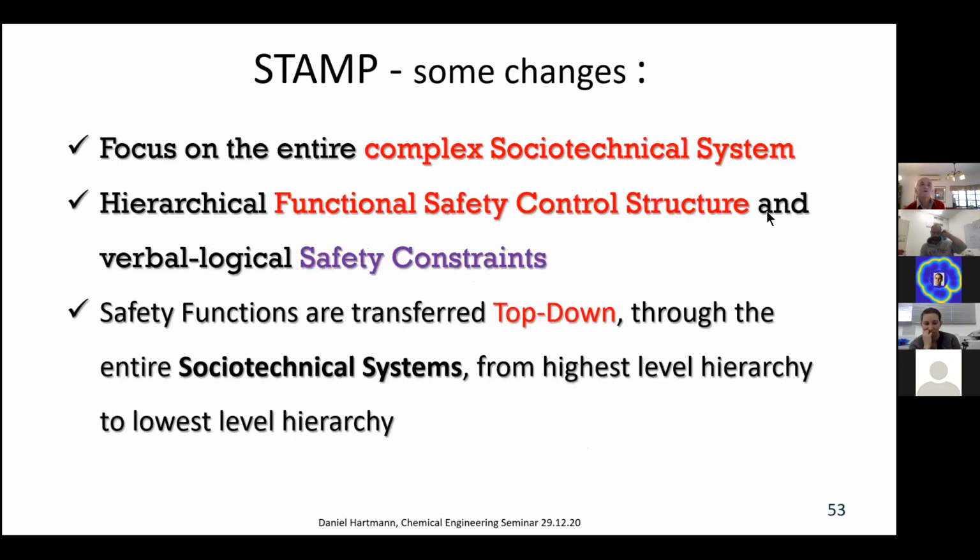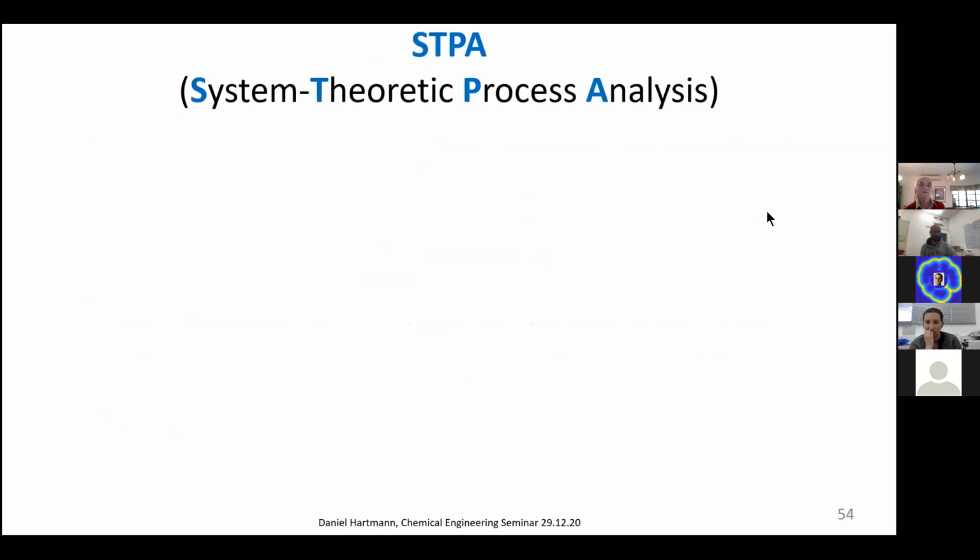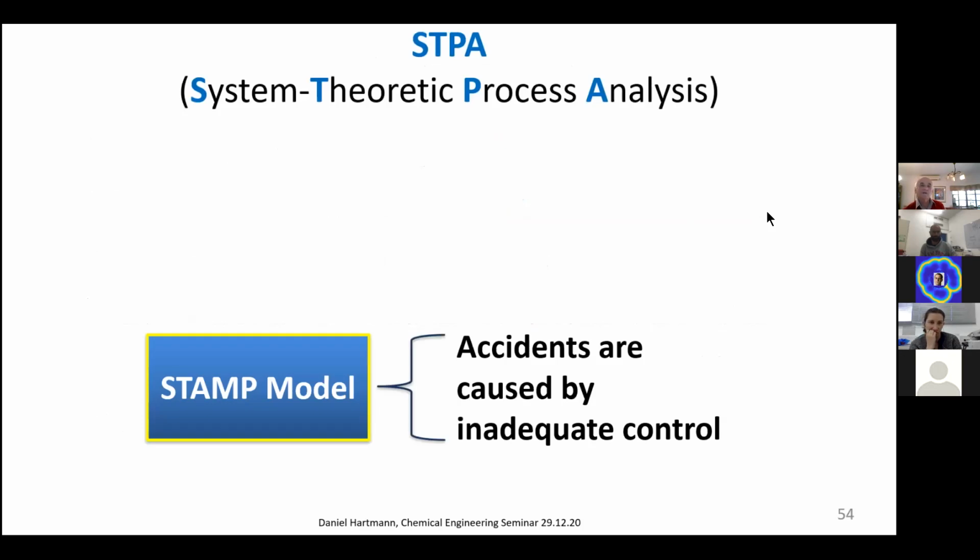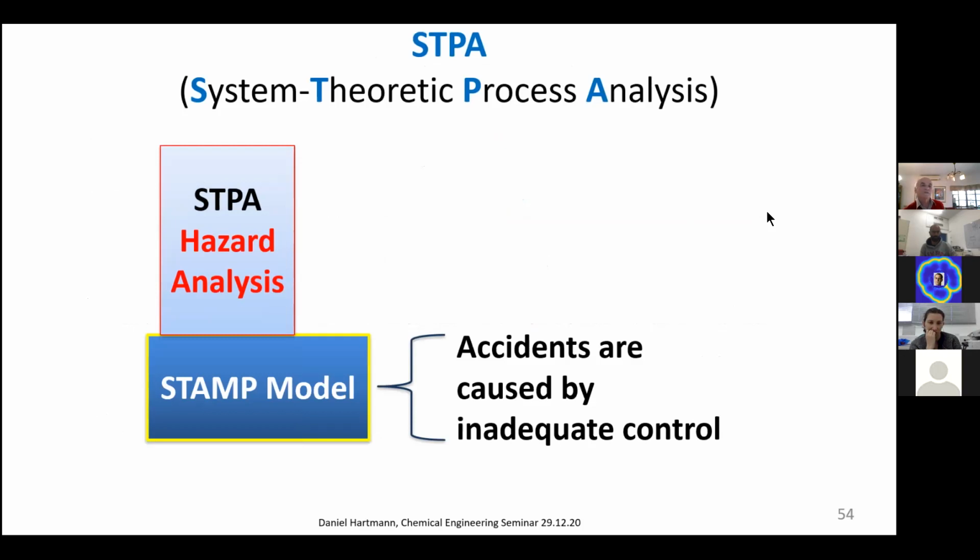And it focuses on the entire complex socio-technical system. We have a system which has a hierarchy in itself. Yes, it's a functional safety hierarchy. And we do everything top down, the analysis and so on. And then we have the model, again, it says accidents are caused by inadequate control. And on top of this model, we have a method called STPA, which is a hazard analysis. We are doing hazard analysis and not risk analysis, because in risk, we have to think in probabilities.